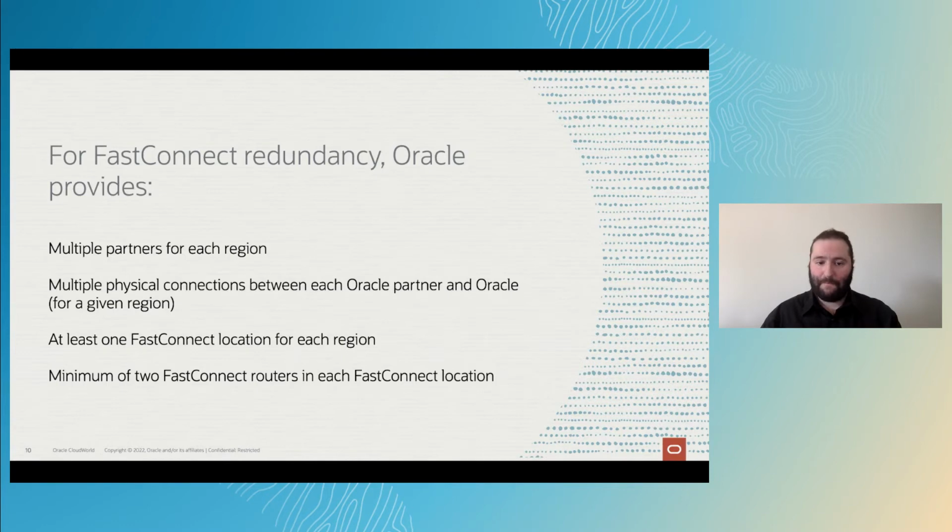Likewise, we talked about a FastConnect location earlier. Some of our regions will have more than one FastConnect location. They'll have two. These are going to be regions like Ashburn, Phoenix, Frankfurt, Amsterdam, our larger regions. But all of our other regions will always have at least one FastConnect location. Each of these FastConnect locations will also have a minimum of 2 FastConnect routers that you can terminate your physical connections into. This will give you that option to build out your device redundancy as much as you require.